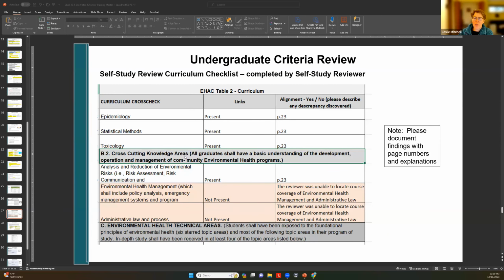This is the curriculum checklist. And that also, it's good to have page numbers in. So for self-study reviewers, you have this curriculum checklist that outlines each requirement. It's just laid out for you to make sure it's there or not in the comment.